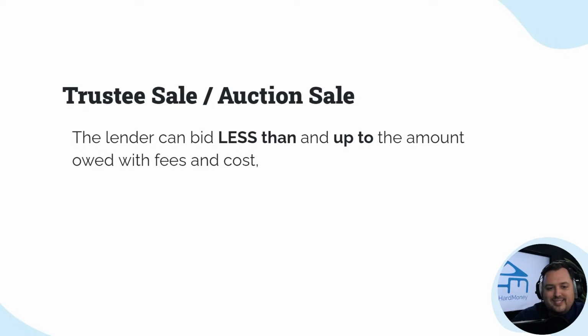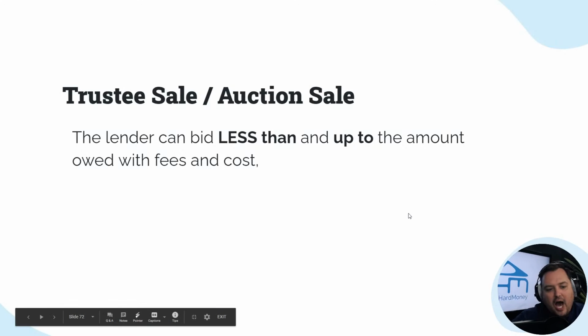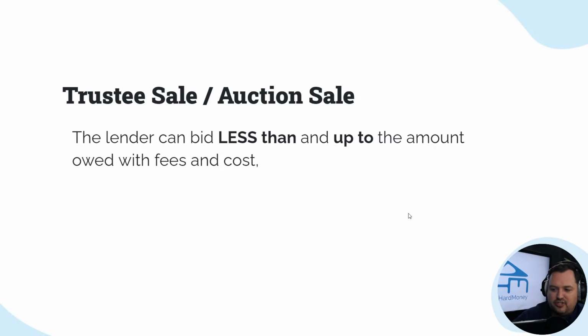Okay, so what's going to happen is the lender could start at $100,000, right? And then Bill could bid $105,000, and the lender could say $110,000. So the lender can bid up. They can start as low as they want, and they can bid up to what they are owed with late fees, penalties, attorney's fees, all that type of stuff.